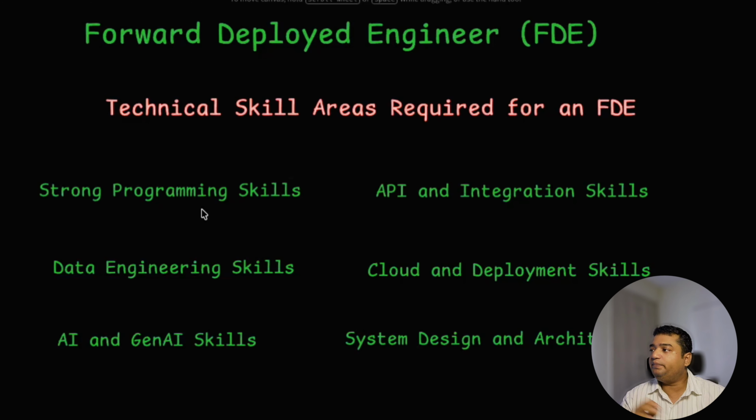Then the other thing is API integration skill. Why is this API integration skill important? Because you have to integrate something into the existing system of the client, or you have to create some framework which will be communicating with the existing client system. So for that, API is a must.